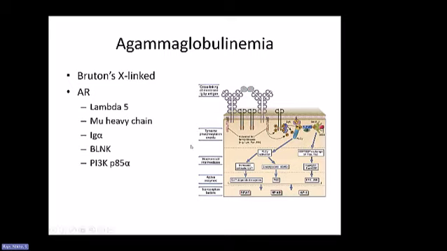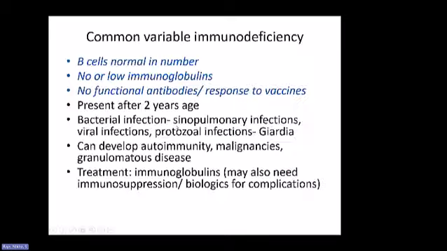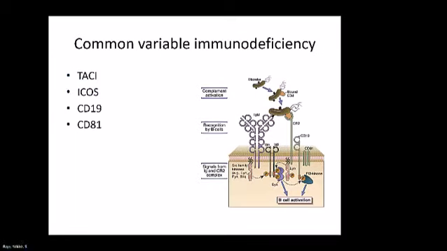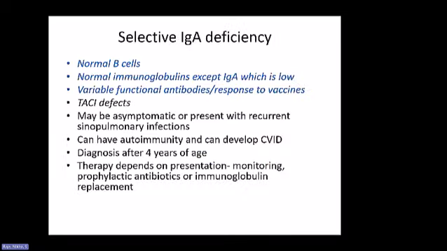We talked about some of these defects. We think about CVID when B cells are present, but no or low immunoglobulins and no functional antibodies. Bacterial infections, autoimmunity, malignancies, granulomas. Some of these manifestations are non-infectious, so they may need immunosuppression and biologics along with infusions. Here are some of the defects.